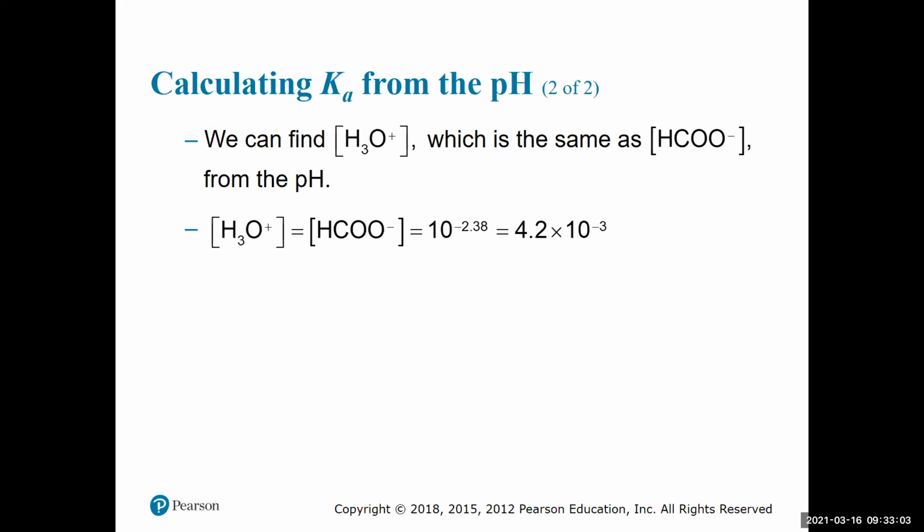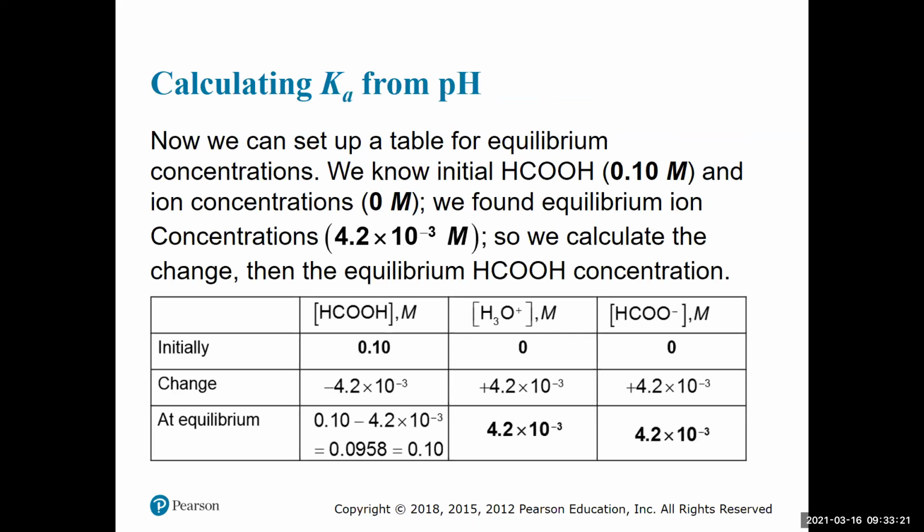But we know from the stoichiometry of the chemical equation that the hydrogen ion concentration and the formate ion concentration are going to be the same. So that tells us that each of these is going to be 4.2 times 10 to the minus 3.